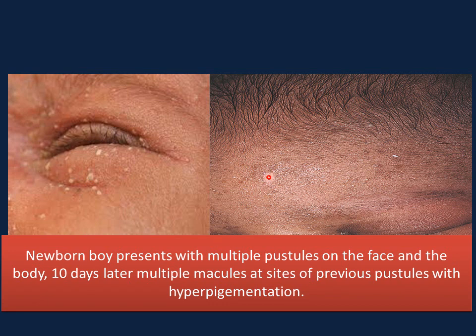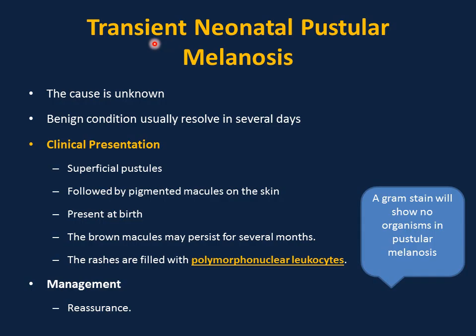This is a newborn boy who presents with multiple pustules on the face and the body, and 10 days later these pustules start to become macules with hyperpigmentation. So the key words here: pustules after birth in the newborn period, and later on these pustules change to macules with hyperpigmentation. What is the most likely cause of this condition? This is a classic presentation of transient neonatal pustular melanosis.